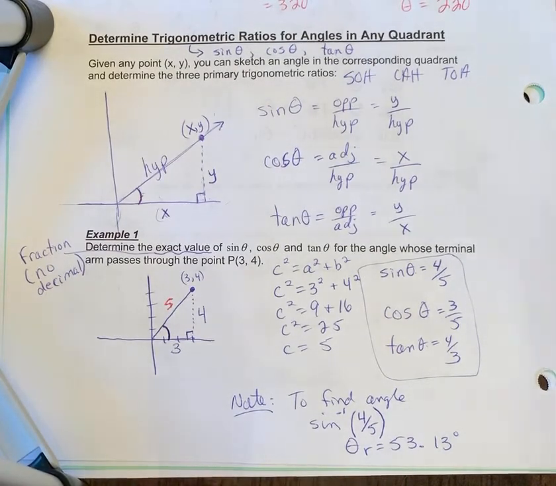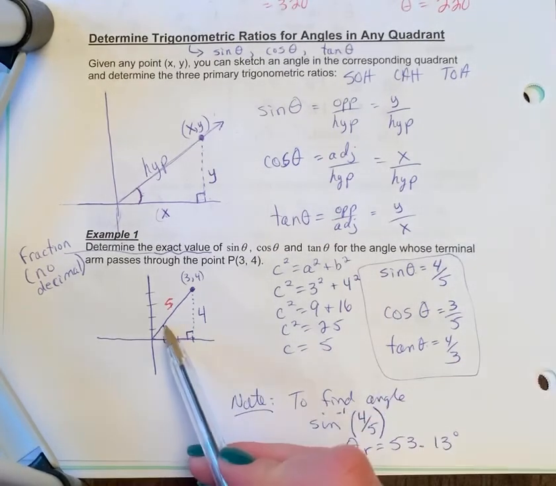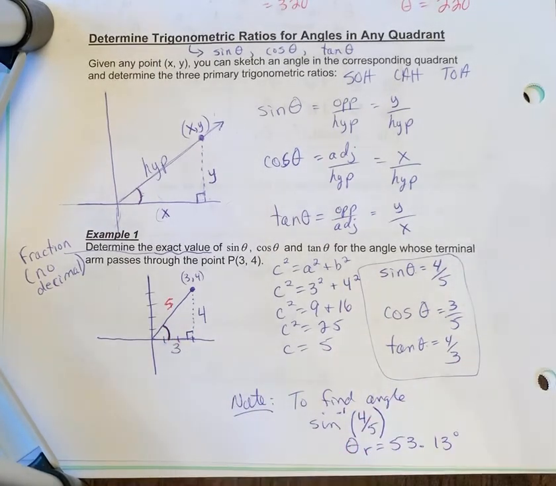So we will be doing some calculator work a little bit later on. But just so you understand the difference: a ratio is just the fraction, whereas finding the angle will be taking it the next step using your calculator and actually finding this distance right here, 53.13 degrees.